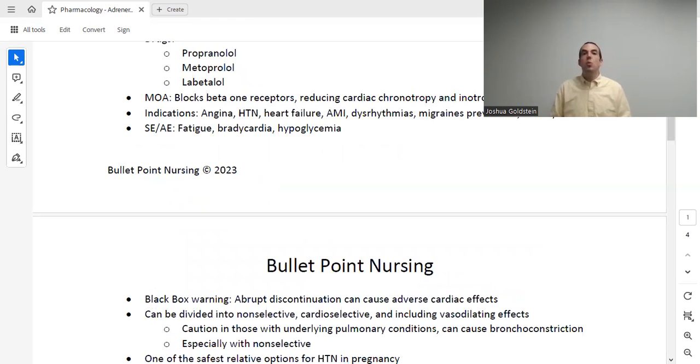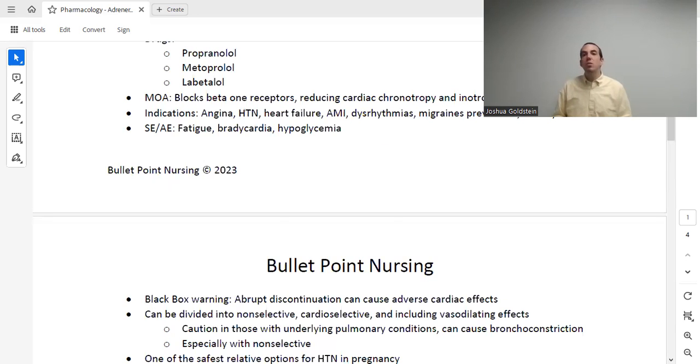So what do these drugs do? Well, we just said they block beta-1 receptors. Beta-1 is responsible for making the heart beat faster, harder, stronger. So this is going to make the heart beat less fast and less hard. It's going to reduce contractility. It's going to reduce inotropic effects, and it's going to reduce how fast the heart is beating.